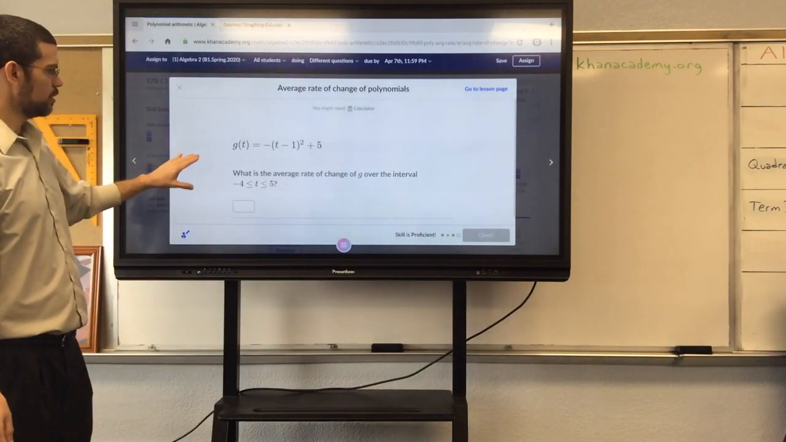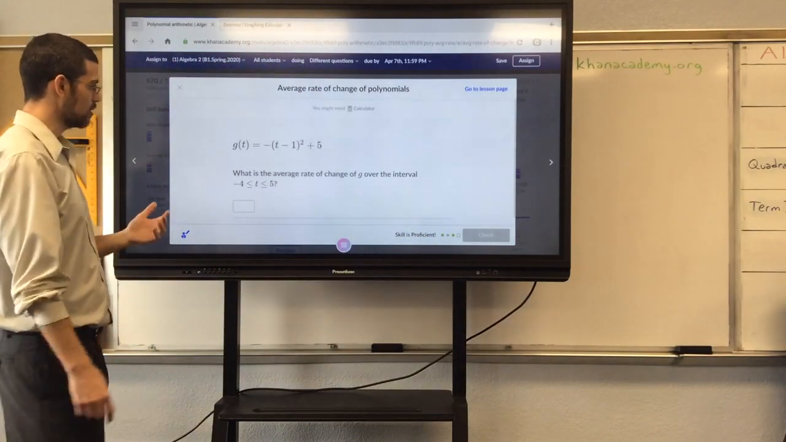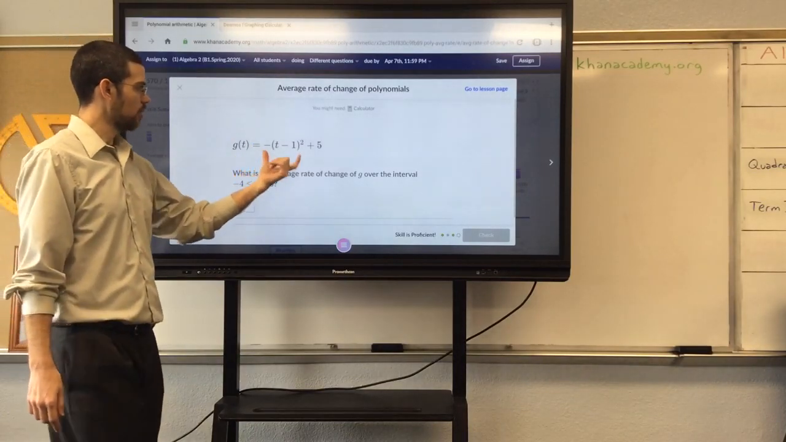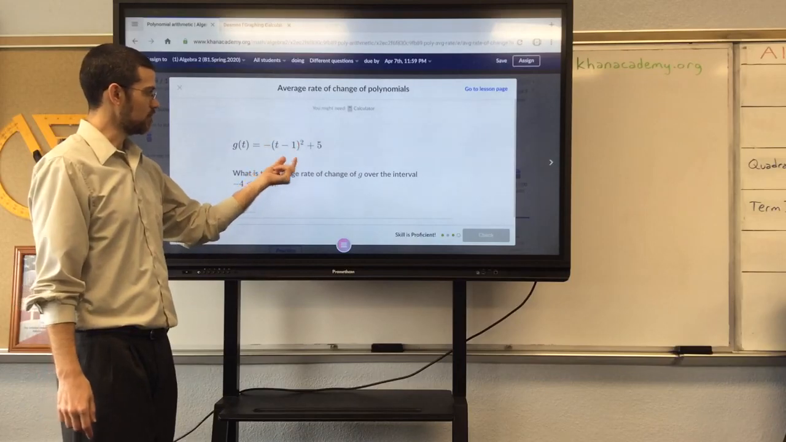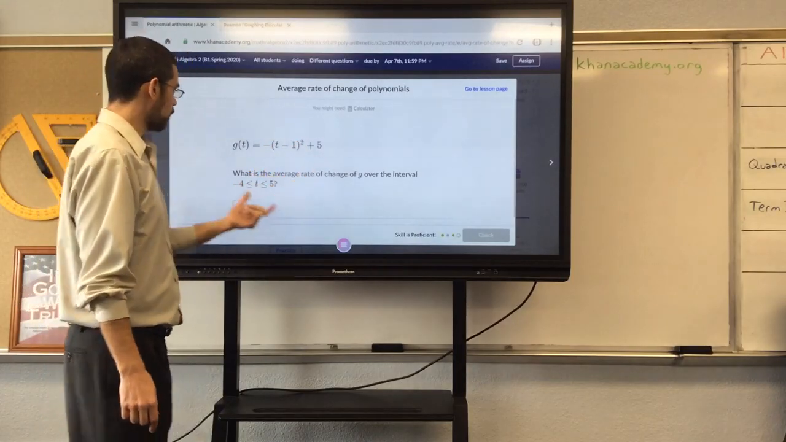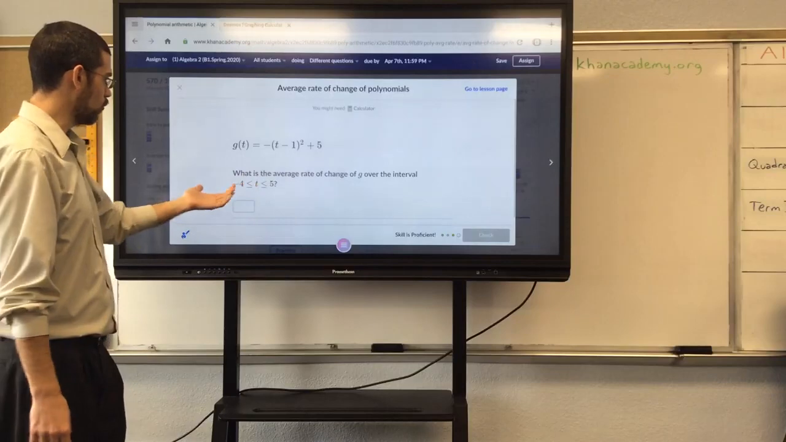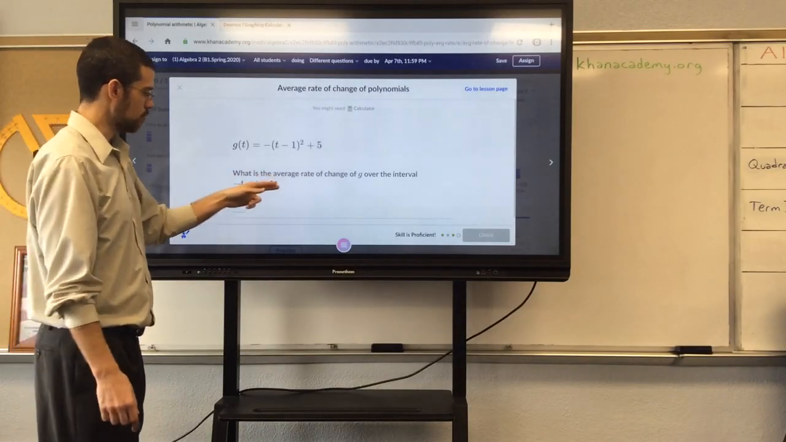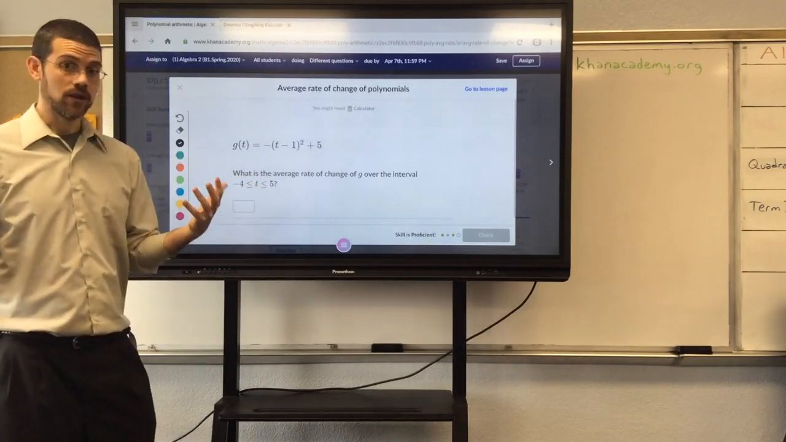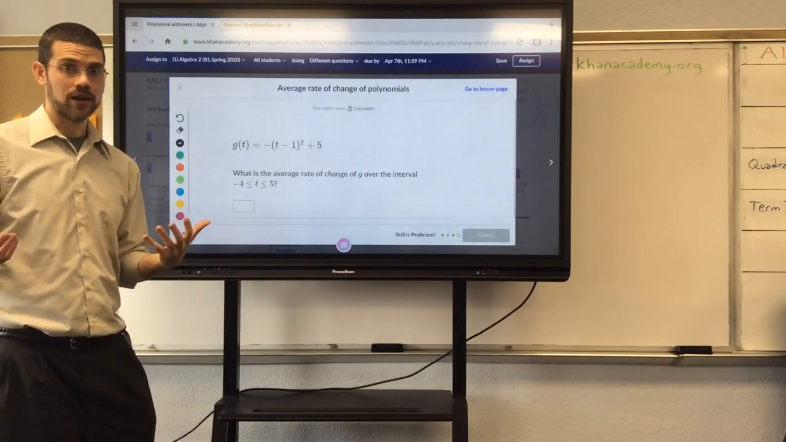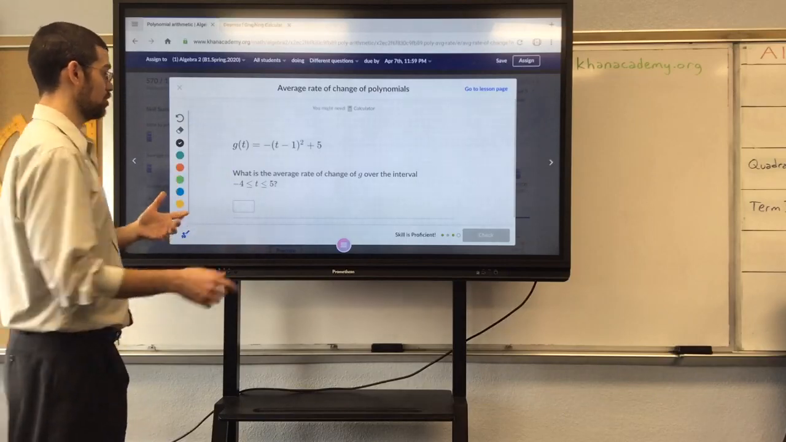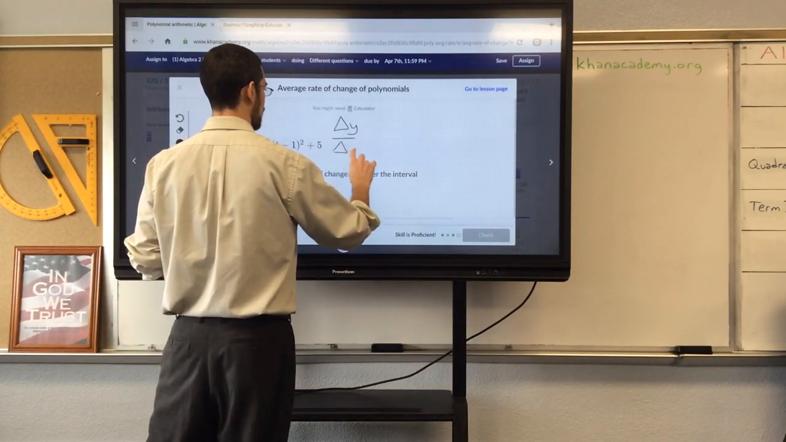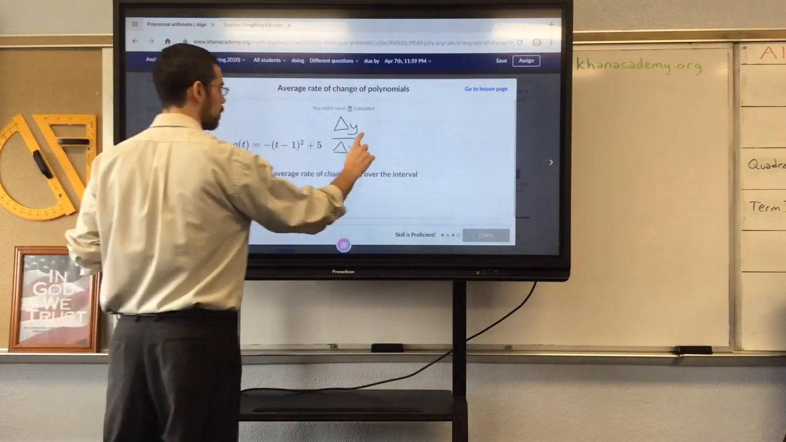All right. Here's a problem written in a little bit different format, so let's think about it. It says function g of t equals negative (t minus 1) squared, plus 5. What is the average rate of change of g over this interval, from t equals negative 4 to t equals 5? Well, they're now asking us for a numeric value of that rate of change. So we're trying to find change in y over change in x. That's our rate of change, or our slope.